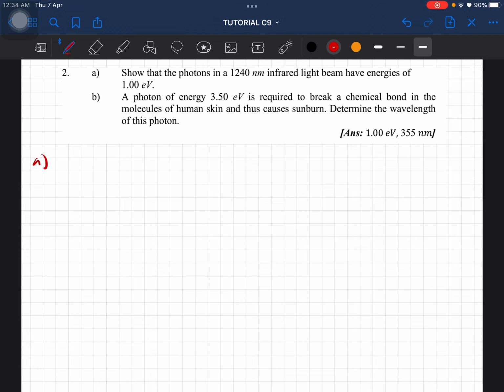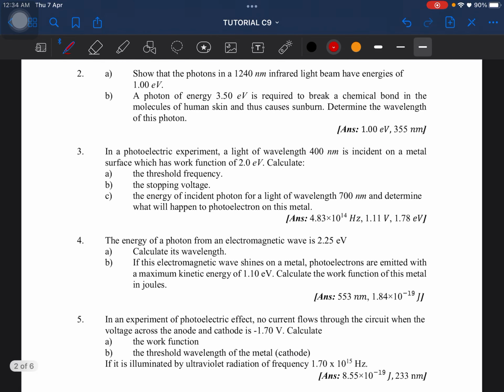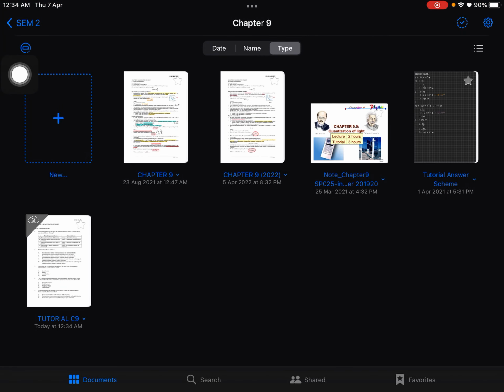Okay, so let's do question A first. So we need to convert that into electron volts. So E is going to be equal to... we have to show that the photon, okay, I need to refer to notes on this one.